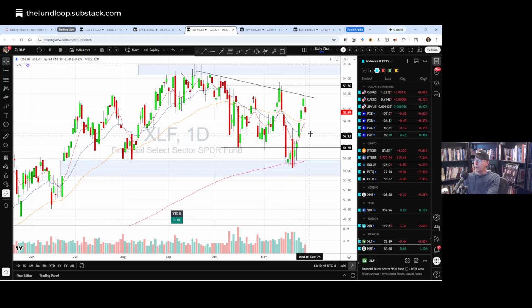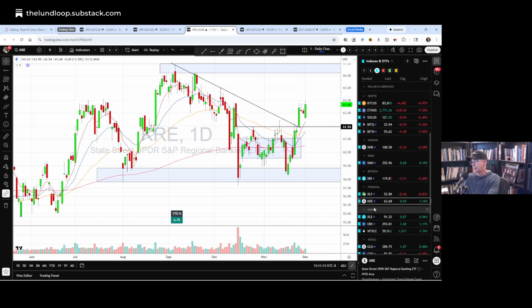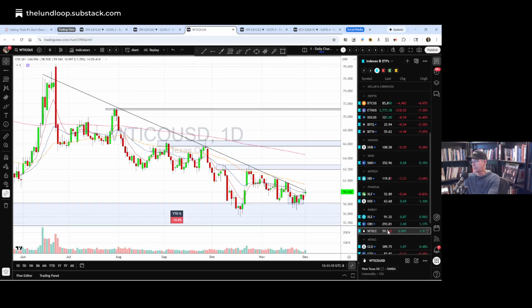XLF, we need to consolidate in this area for a few days and then hopefully try to break higher. When XLF is going into new highs, it's hard for the market to pull back much. So it would be great if we could just break this intermediate term trend line pretty soon. KRE has actually been acting stronger than XLF, and it broke this intermediate term trend line last week. So it might be giving us a clue as to where XLF is going.